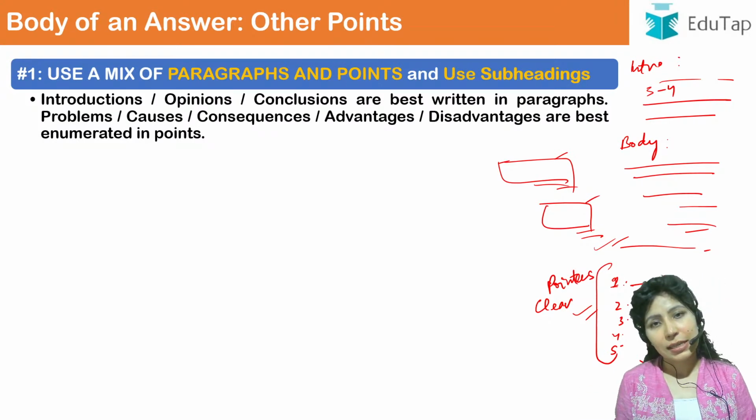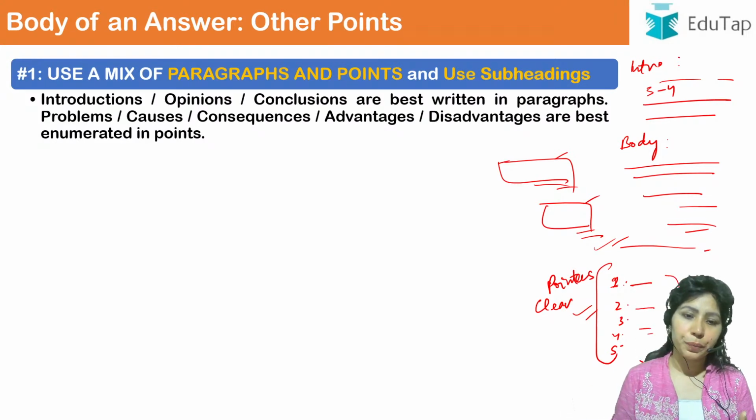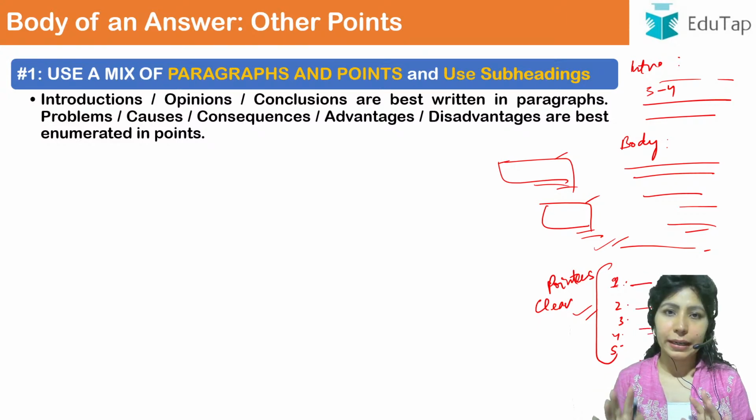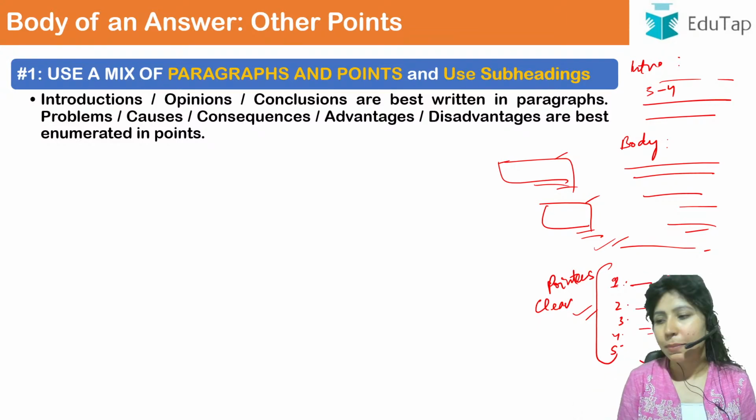So what we suggest is that you take the mixed approach. For example, if some theory has 5 traits to it, at least write those 5 points separately. Okay, the rest of the answer can be in body paragraphs.